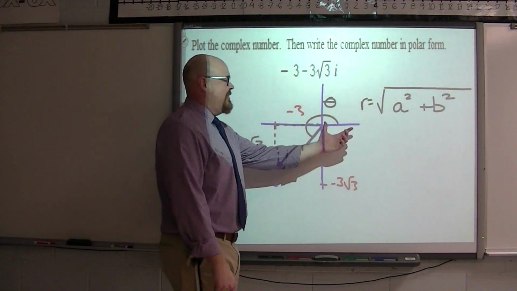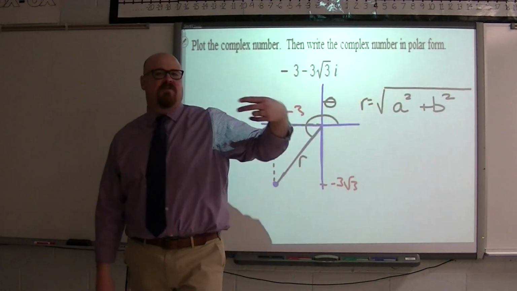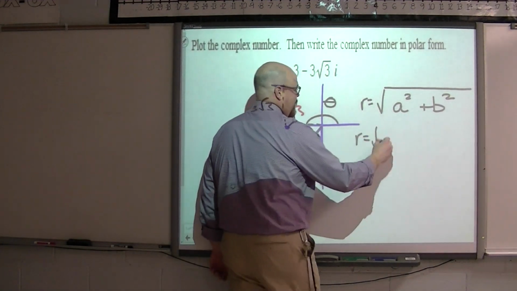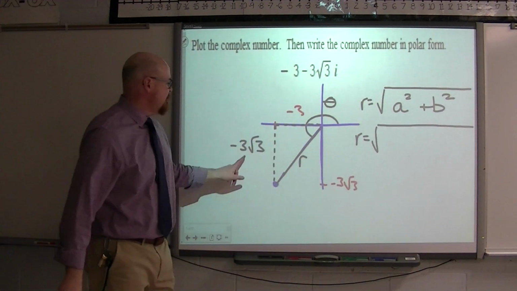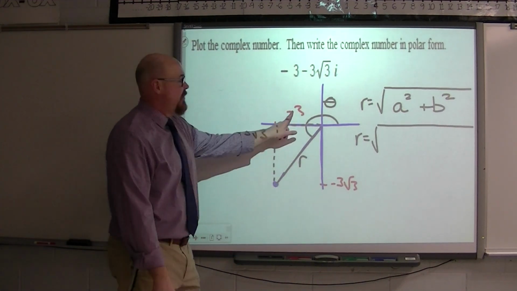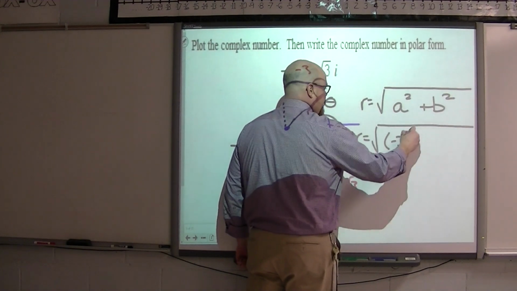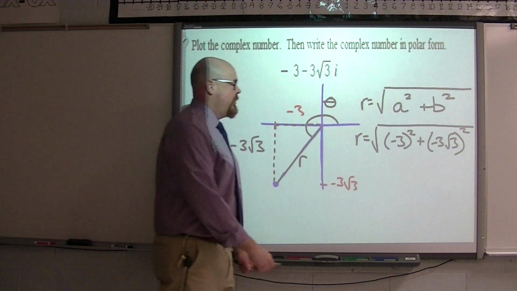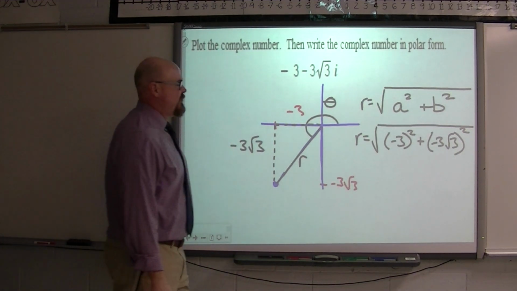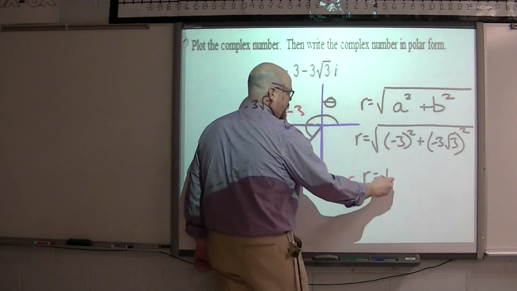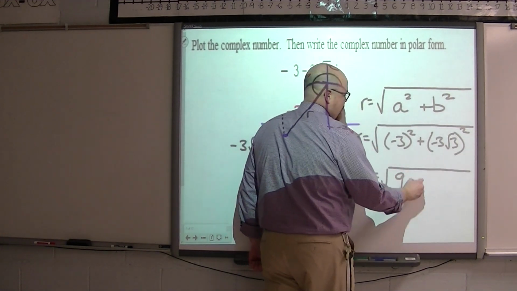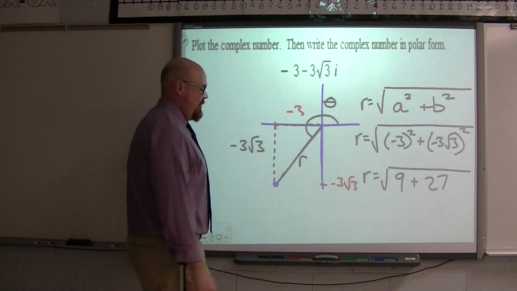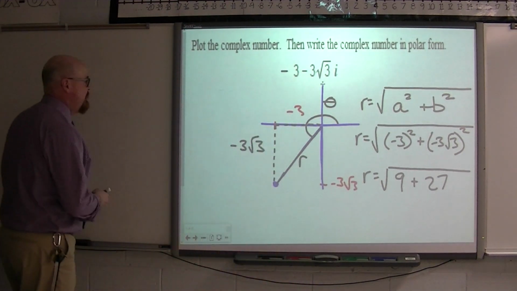But a and b, I mean, this is just a sort of fast-forwarded version of the Pythagorean Theorem. So r is equal to the square root of, this value is, well, that's b, sorry, this is a, -3 squared plus -3 radical 3 squared. All right, so if I square those values, we get r equals the square root of 9 plus 27. Okay, you want to see a breakdown of that? I think I can squeeze it in over here.